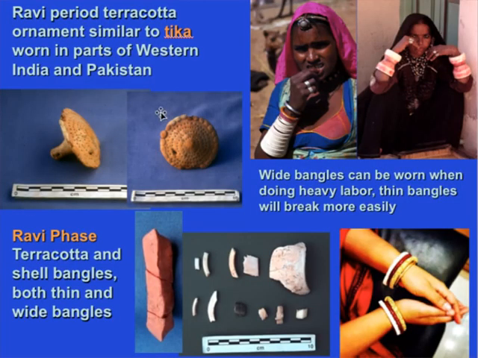Another very important ornament that we see beginning in this early period is the tika. Now, tika is a very distinctive ornament only found in certain parts of South Asia. Not everyone in South Asia wears this, but in Rajasthan, in Gujarat, in the Punjab, certain communities wear this symbol, which indicates marriage status today. The earliest tika is found in the Ravi phase at Harappa, which is a hollow clay object that looks like a flower. And we also have these bangles, both thin and wide bangles, made of shell and also of terracotta.